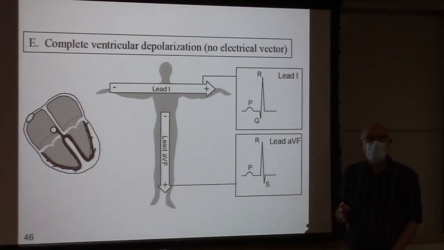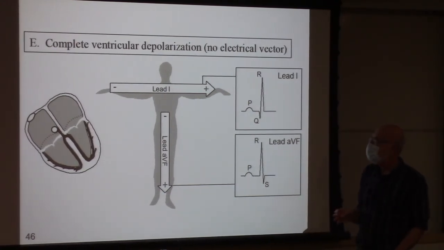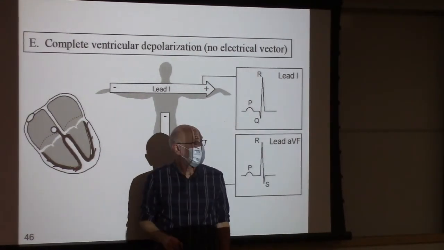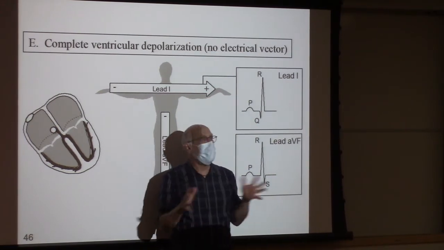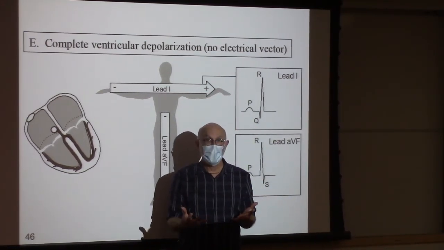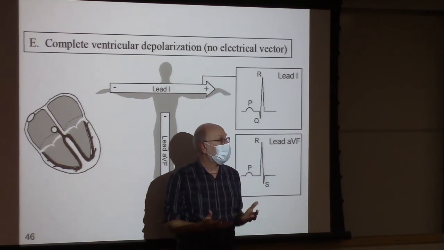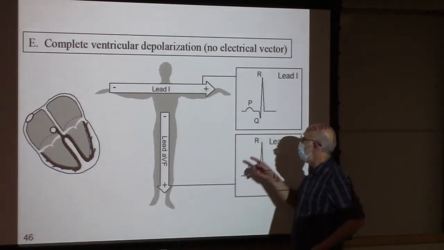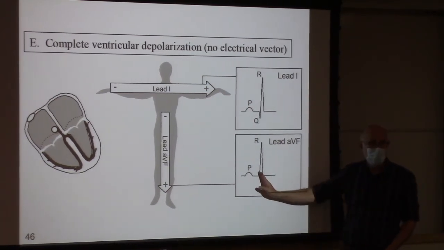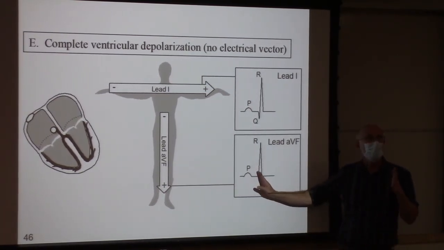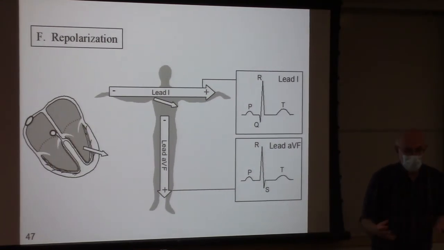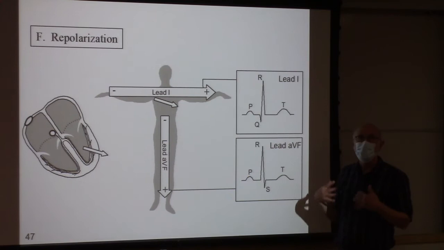After the spread of ventricular depolarization, all of the ventricle is contracted. It's all depolarized. There's no vector. There's no spread of depolarization. And so the signal goes back to baseline between the QRS complex, which is the spread of depolarization, and the next signal, which is the spread of repolarization.